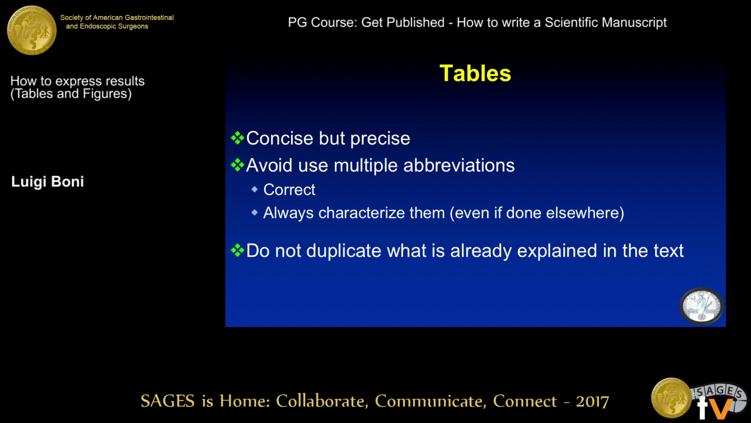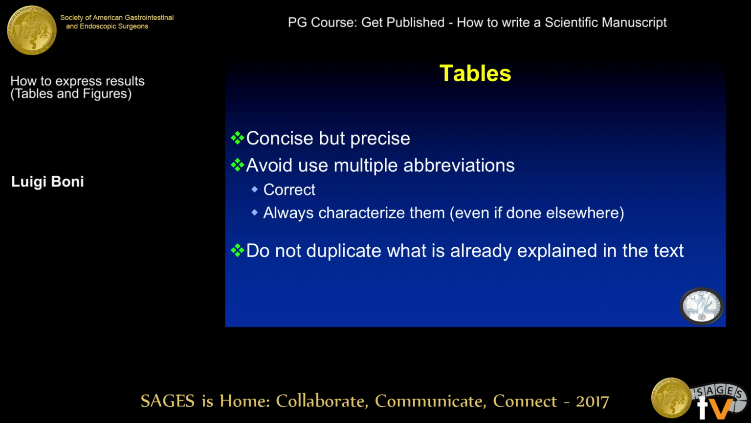In summary, you need to be concise but precise. That is the same as for the text. You just saw Professor Fingerhut's description of your medical style. You need to be concise but precise, and in tables this is even more important because you don't want to give useless information. You want to focus only on the data that you want to make evident in your study and your paper. Try to avoid using multiple abbreviations, otherwise it will be complicated. And this is the most important and most common mistake: if you put data in the table, you should not put them in the text, or vice versa.